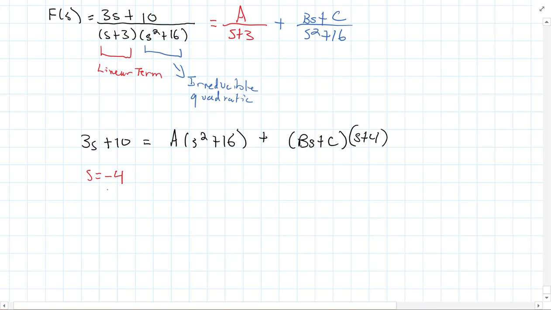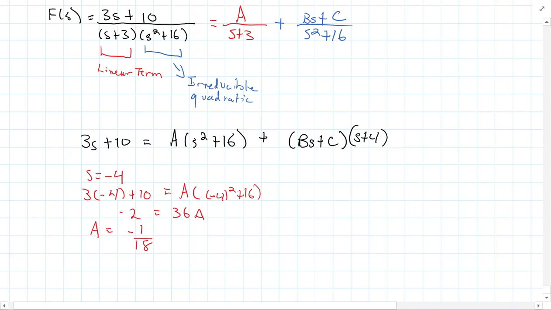And so if I do that, I would have 3 times negative 4 plus 10 is equal to A times quantity negative 4 squared plus 16. And so if we do the arithmetic here, you'd get negative 2 is equal to 36A. And so A is equal to negative 1 over 18.